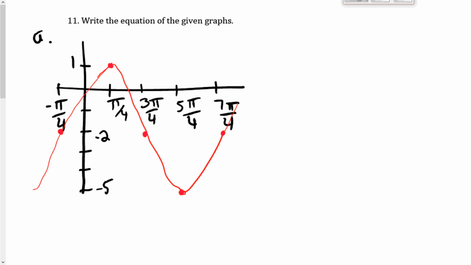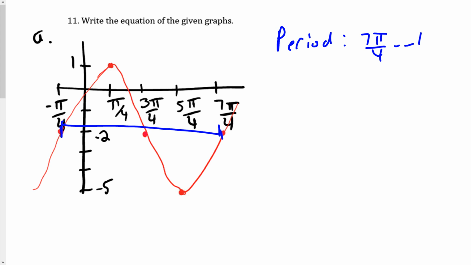Okay, so let's start it back at 11a, and let's go ahead and graph this with cosine, okay? So we can go where we start, and we can ask how long it takes to repeat ourselves. That is dealing with our period. So that's taking 7 pi fourths and subtracting negative pi fourths, and we get 8 pi fourths, which is 2 pi. So that means our b equals 1, right? So b equals 1 because that's our period.